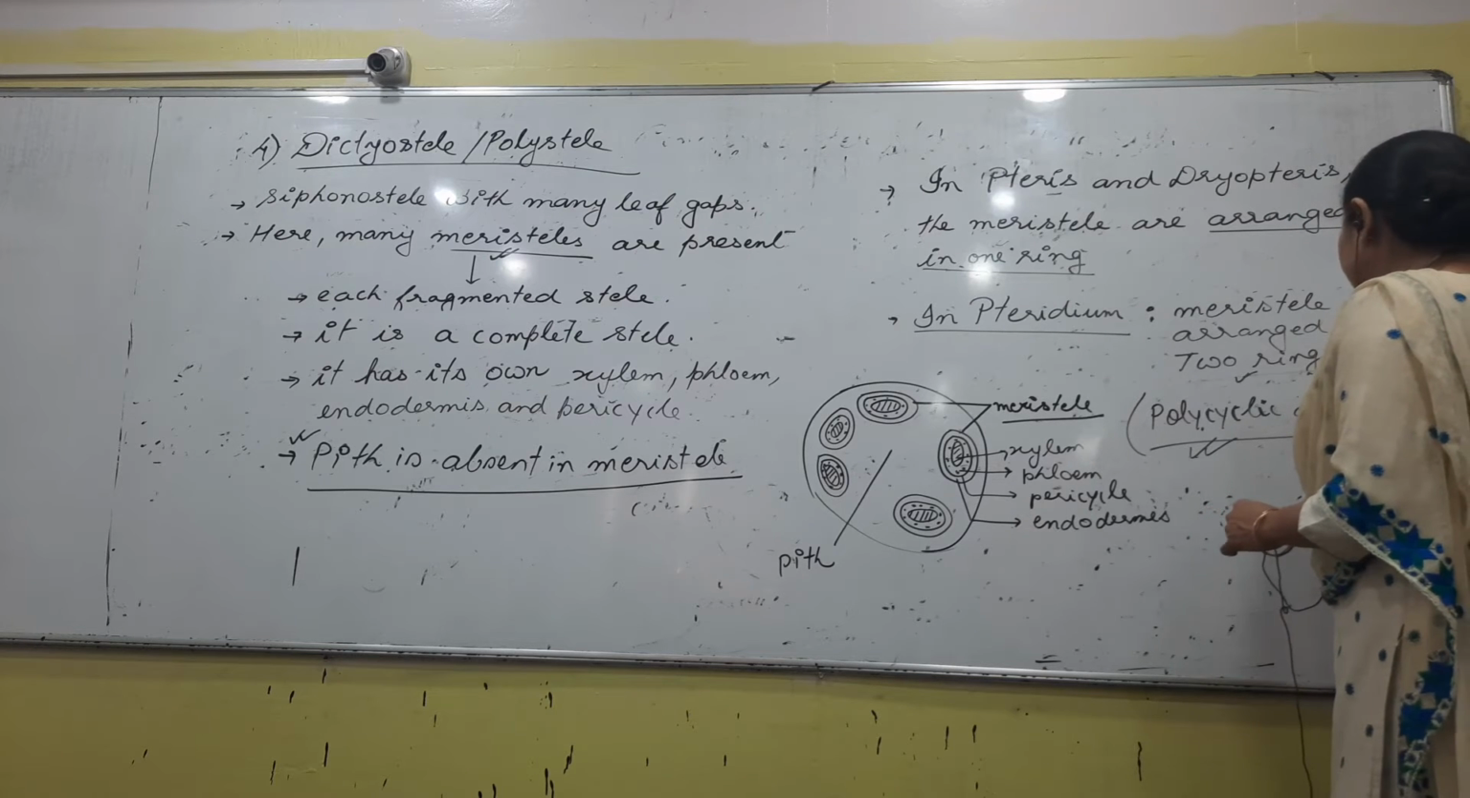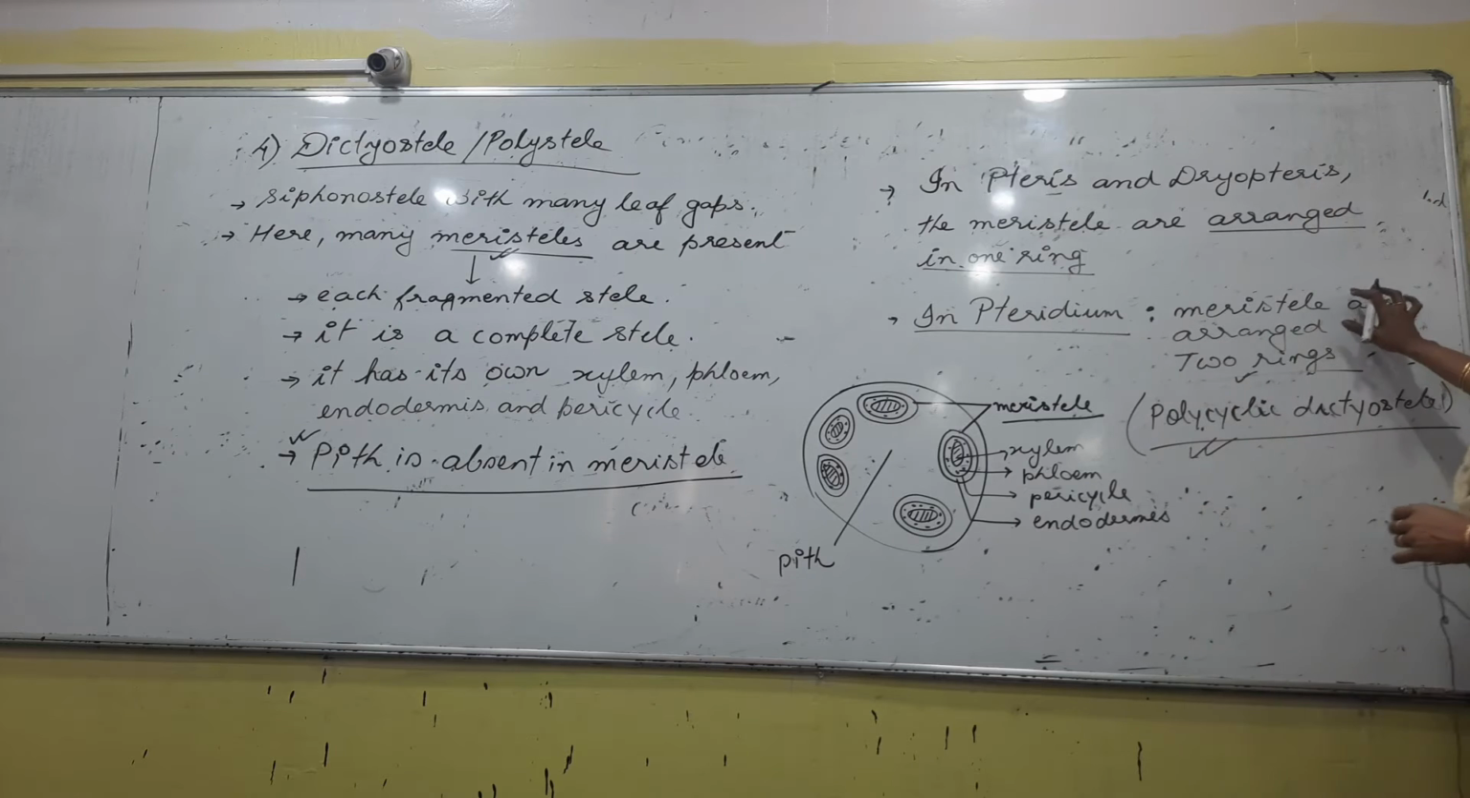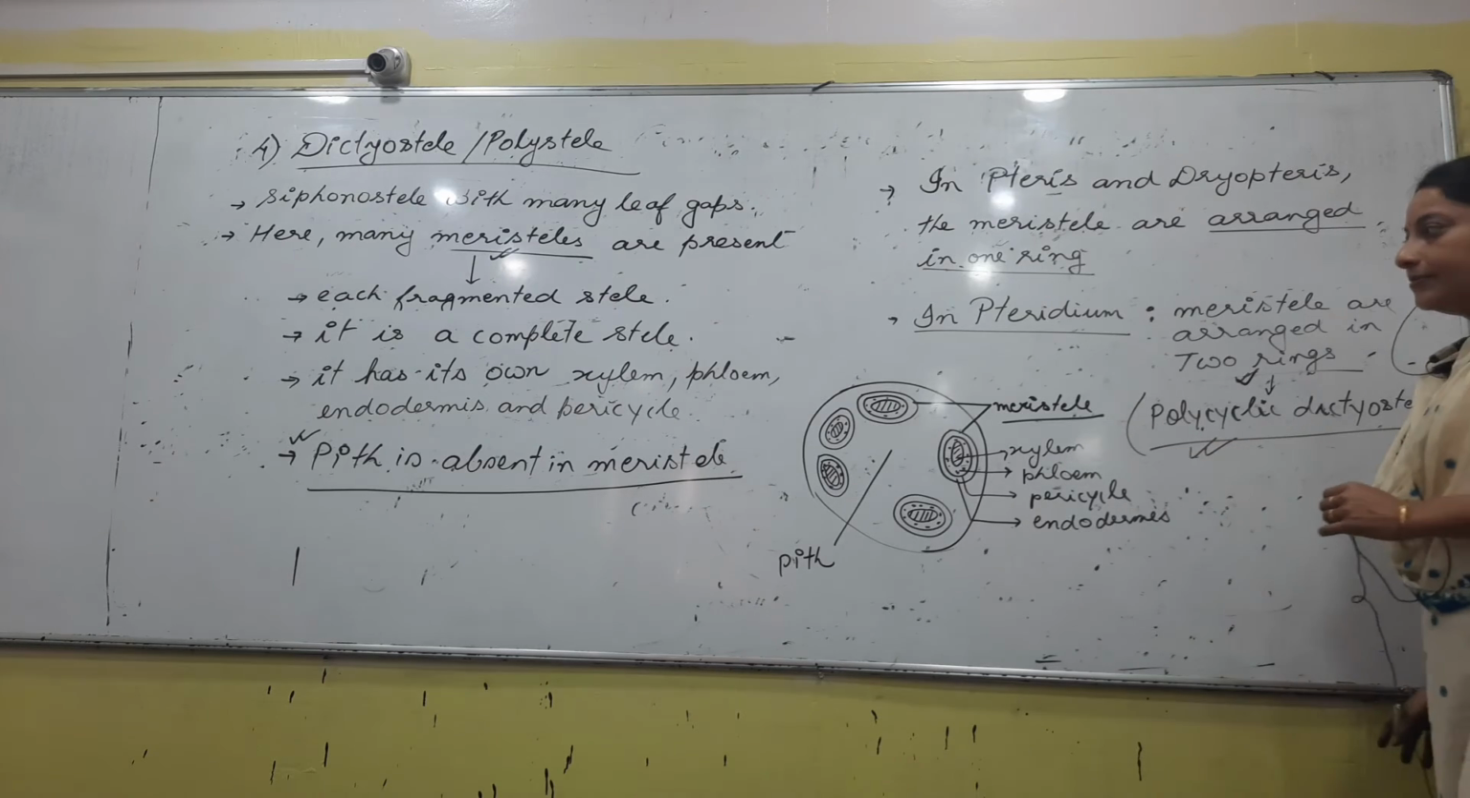Polycyclic Dictyostele means a stele in which the meristeles are arranged in two rings is called a polycyclic Dictyostele. Is there one cycle or two cycles?